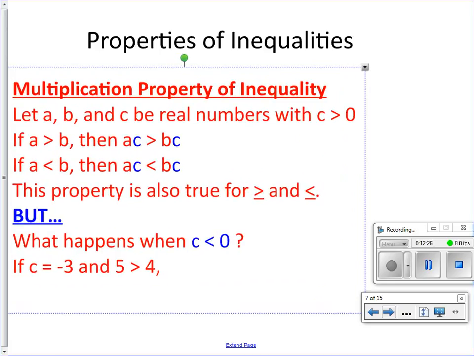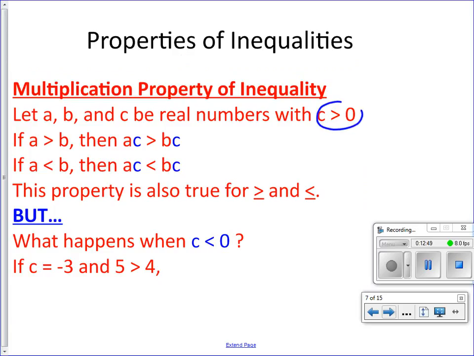All right, here we go. We have the multiplication property of inequality. It says that if A is greater than B, then if we take some number C, A times C is greater than B times C. And likewise, if A is less than B, A times C is less than B times C. Now, this is only true if C is greater than 0. Let's see what would happen if C is less than 0.